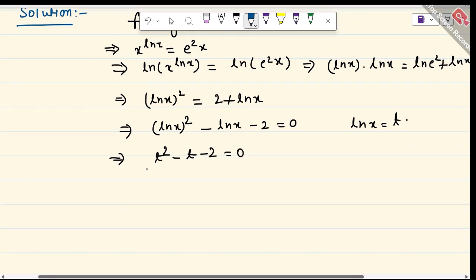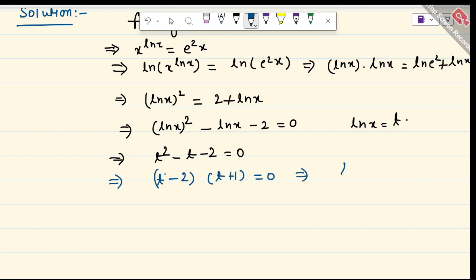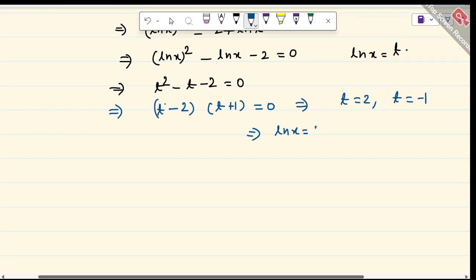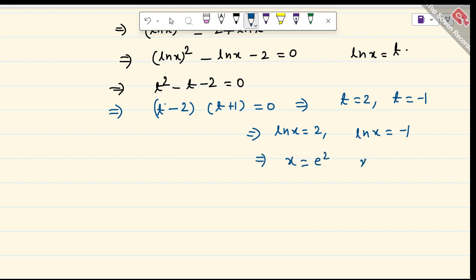By factorizing this simple quadratic equation, we have t minus 2 times t plus 1 is equal to 0. So this implies t is equal to 2 and t is equal to minus 1. So natural log of x is equal to 2, and natural log of x is equal to minus 1. So x is equal to e raised to power 2 and x is equal to e raised to power minus 1. We have given that alpha and beta are the solutions of f(x) equals g(x), and alpha is less than beta. So alpha is equal to e raised to power minus 1, and beta is equal to e square, since e raised to power minus 1 is less than e square.